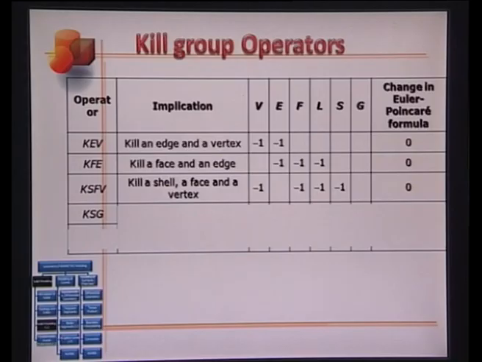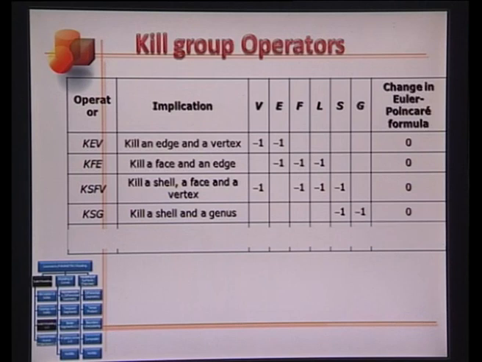The fourth, kill a shell and a genus. The number of shells decrease by 1, and so does the number of genus or the number of handles. No change in the Euler-Poincare formula.